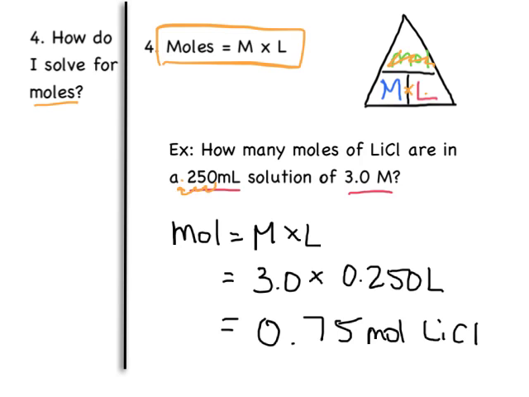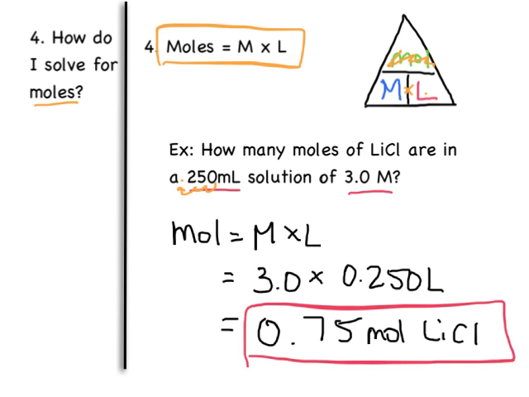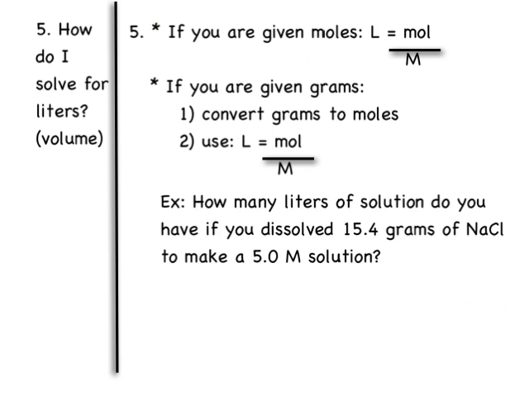Okay, so if you have 250 milliliters of a lithium chloride solution that is 3.0 molarity, inside of that solution you're going to have 0.75 moles of lithium chloride. Okay, so those ones are the relatively easier ones. Let's take a look at the next type of problem.